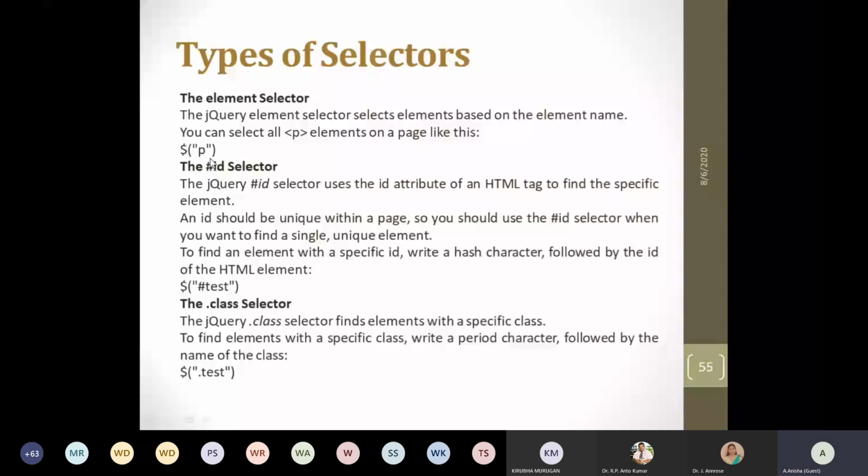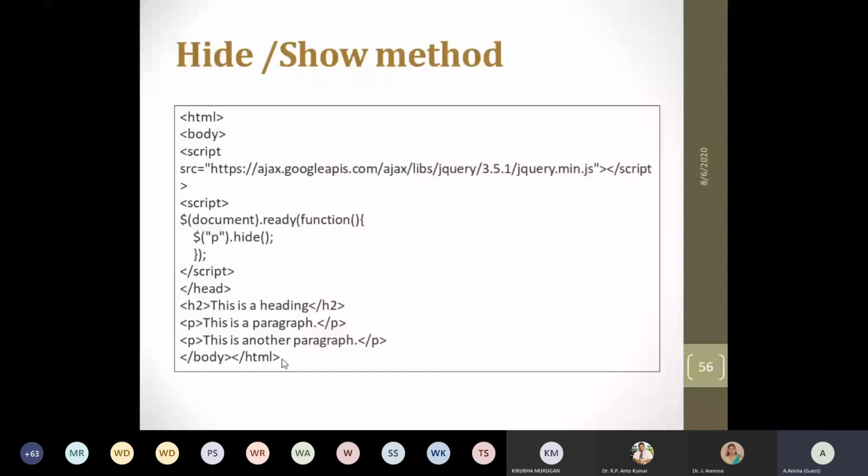You can also select an element based on its ID. To use an ID selector, you prefix the ID value with a hash: dollar, parentheses, double quotes, hash, the ID name. You can also select an element based on its class. When you specify a class value, prefix it with a dot: dollar, double quotes, dot, class name. And there are two basic methods, hide and show. Let us learn how to execute the hide and show methods with jQuery.